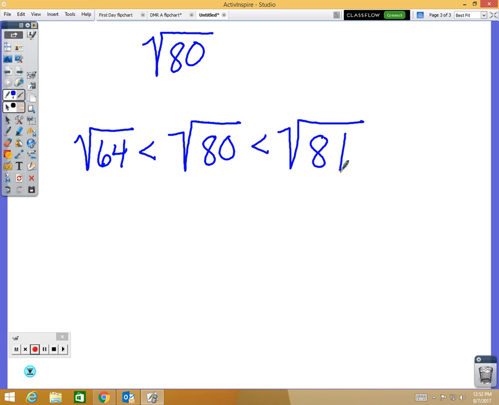So the square root of 80 is more than 64, but it's less than 81. Now my next question is going to be, which one, the square root of 64 or the square root of 81, which one is it closer to? I heard a lot of people whisper the correct answer. It's closer to the 81.